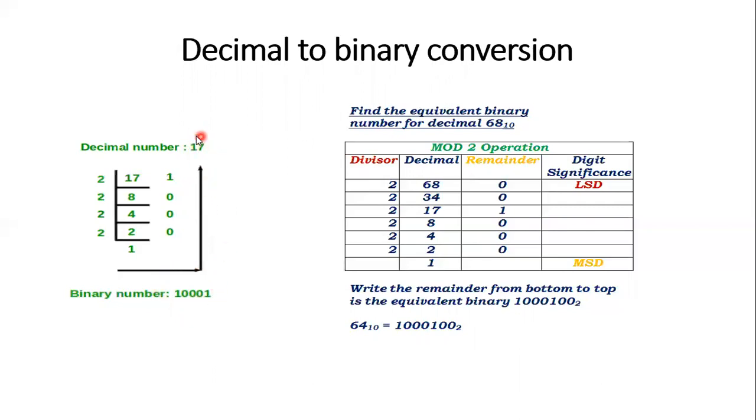Here 17 is a 2-digit number, whereas in binary, 1, 2, 3, 4, 5, it requires 5 digits. So this is one of the major disadvantages of the binary number system. But the system can easily understand it. If you give 10001, the computer recognizes this value as 17.